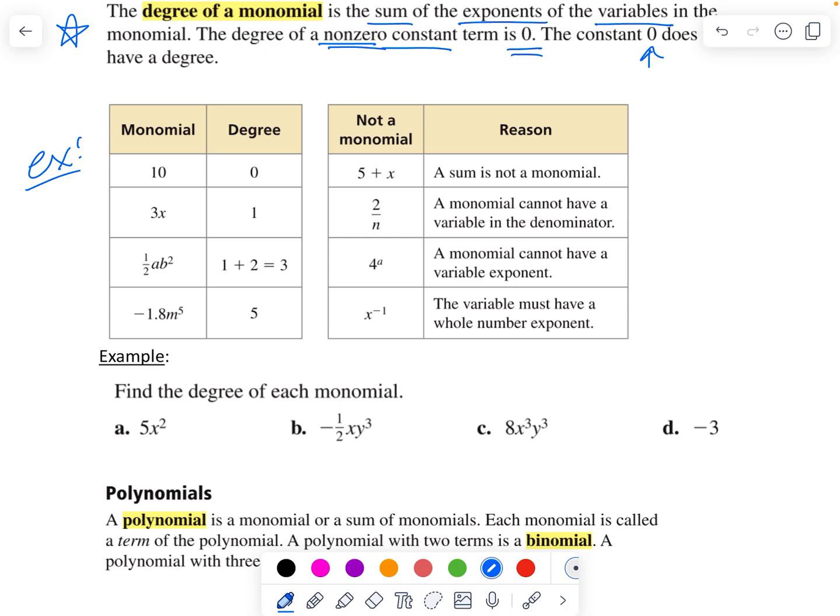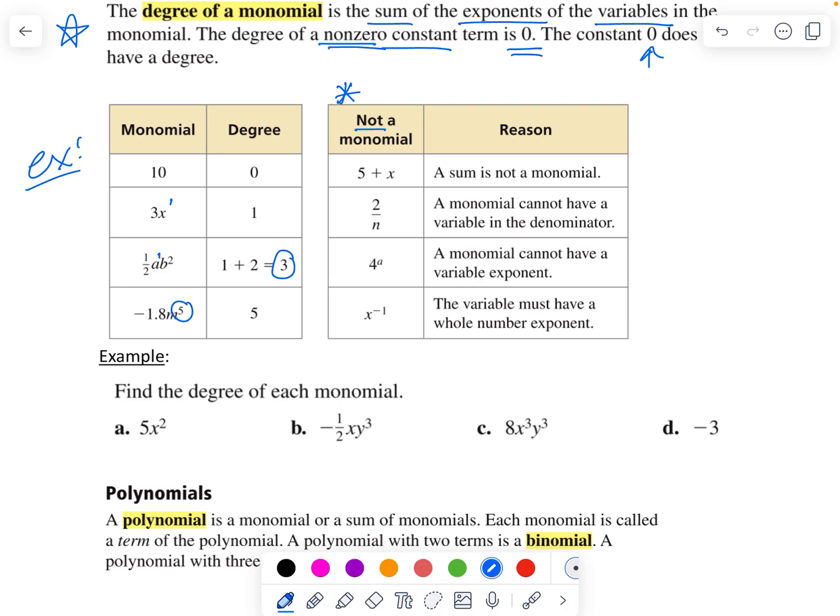Otherwise, the degree is the sum of the exponents of the variables. So 3x has the invisible 1, right? So that's why it's a degree of 1. The next example, 1/2 ab squared. Remember, a has the invisible 1. So 1 plus 2, the degree is 3. For the last example, the degree is 5. It's the only variable.